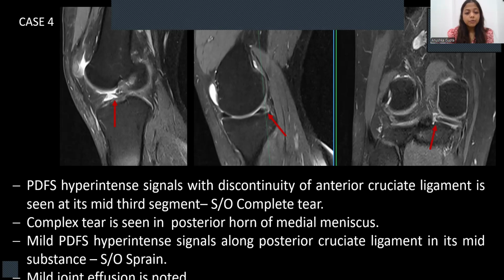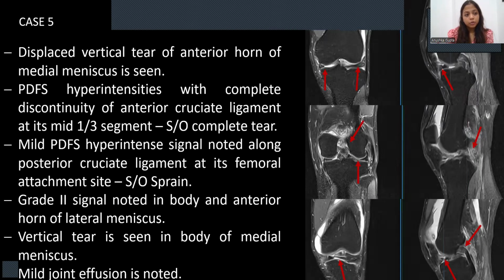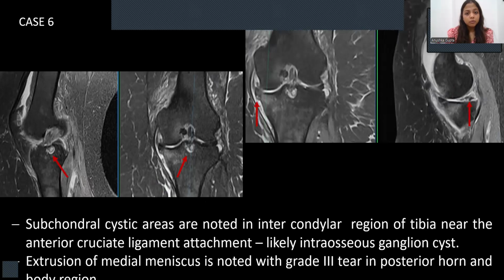This was case four. Here we could see complete tear of ACL at its mid-third segment. We could also find complex tear in posterior horn of medial meniscus and sprain along the PCL. Mild joint effusion was also noted. This was case 5. Here we could see displaced vertical tear of anterior horn of medial meniscus, and we could see complete tear of ACL at its mid-third segment. We could see sprain in the PCL at femoral attachment site, grade 2 signals in body and anterior horn of lateral meniscus, and vertical tear in the body of medial meniscus. Mild joint effusion was also seen.